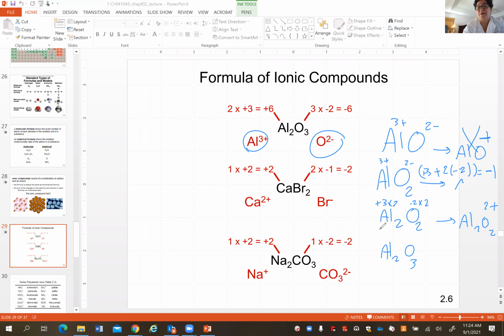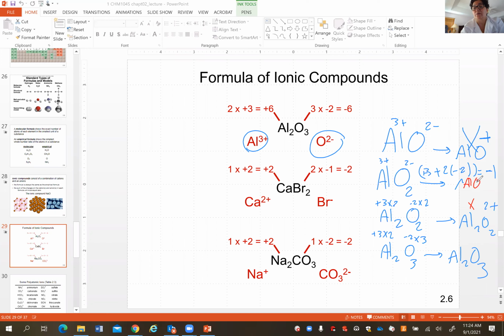Now I have a 3 times 2 and then a -2 times 3. Now it's like a +6 -6. Finally, I have the correct ratio. So none of these worked. No other ratio worked, so I cannot use these ratios.